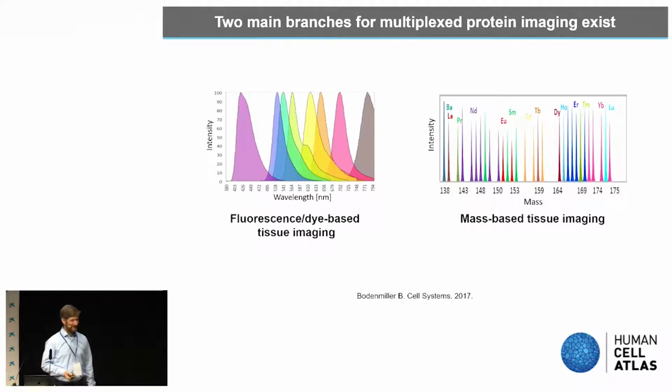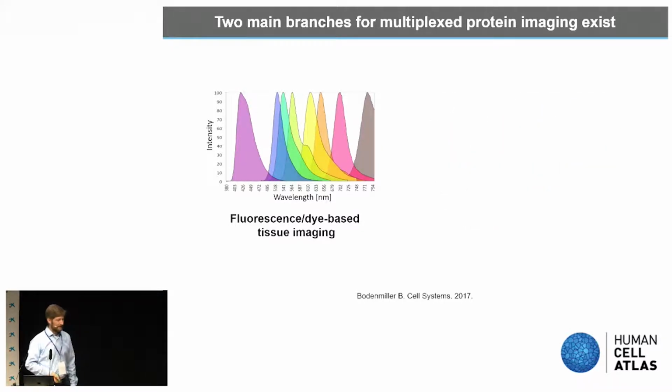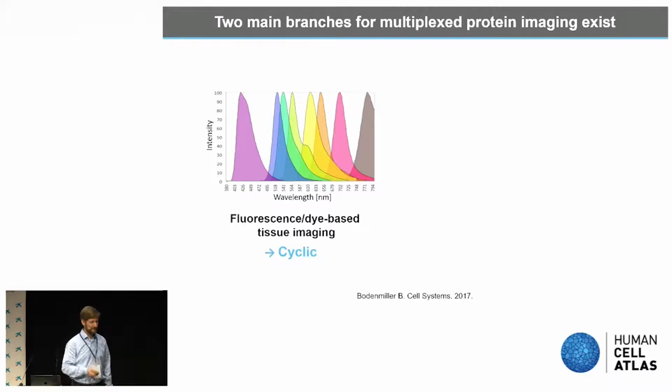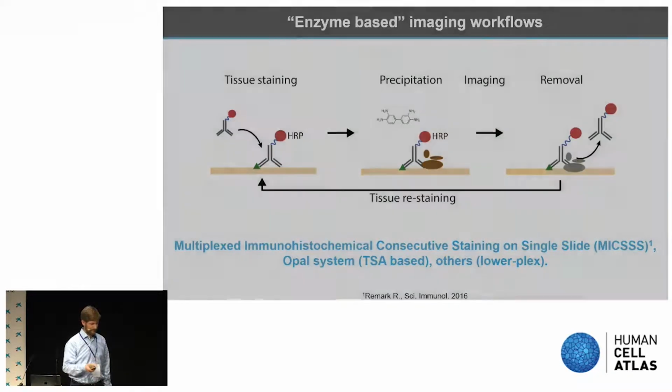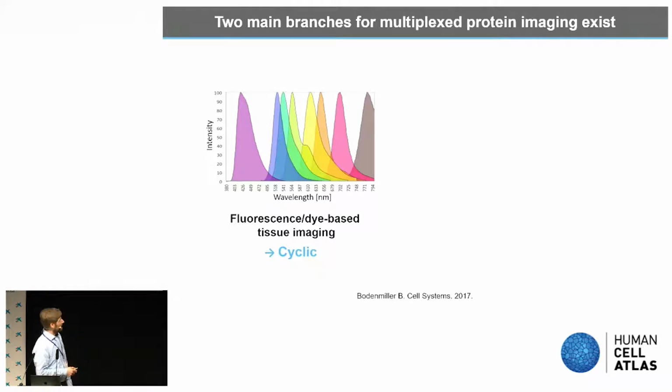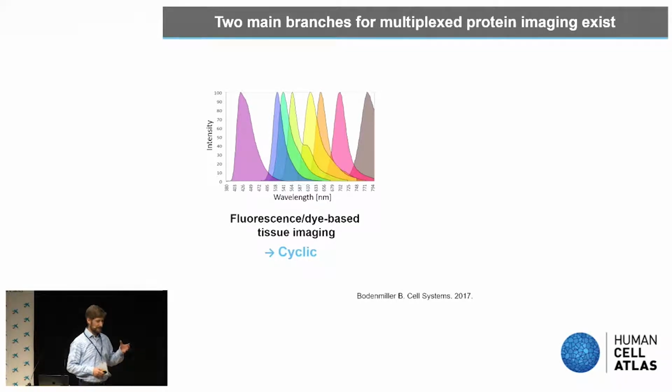So there are different ways on how one can categorize these spatial protein imaging methods. And in my mind, one way to do it is to separate them between fluorescence and dye-based tissue imaging methods and those that use mass tags for tissue imaging. Now I will start with the fluorescence and dye-based methods, and I will start with those methods that are close to immunohistochemistry that are using enzymes.